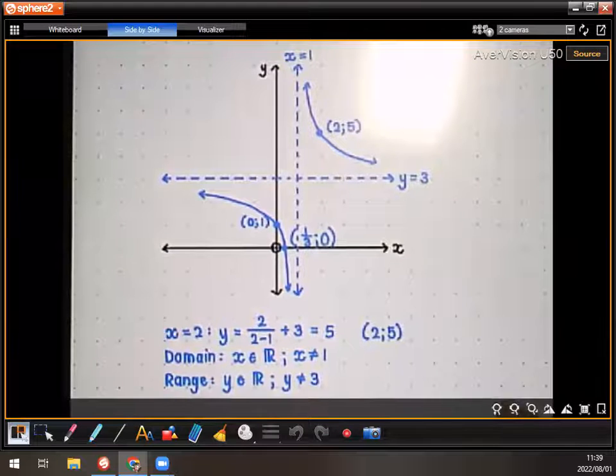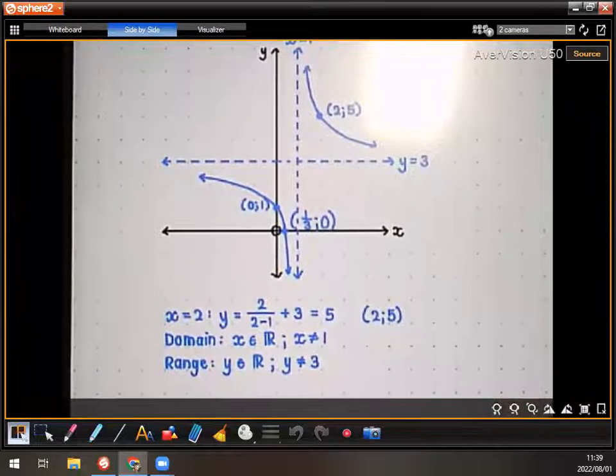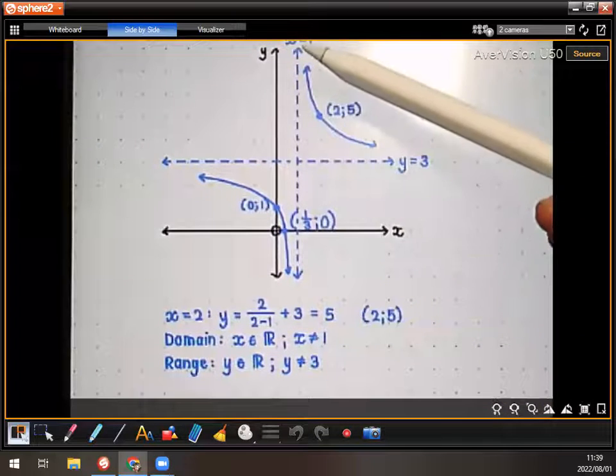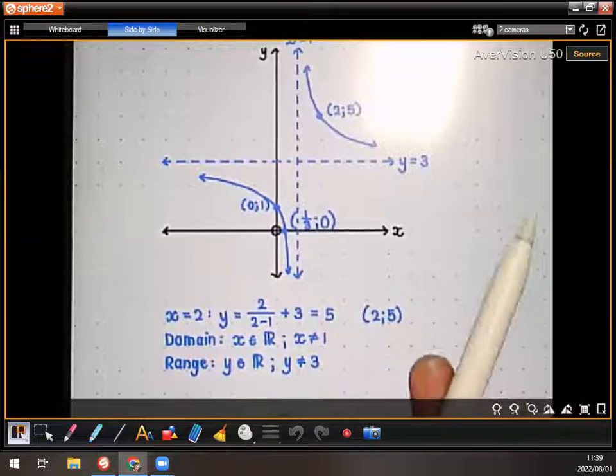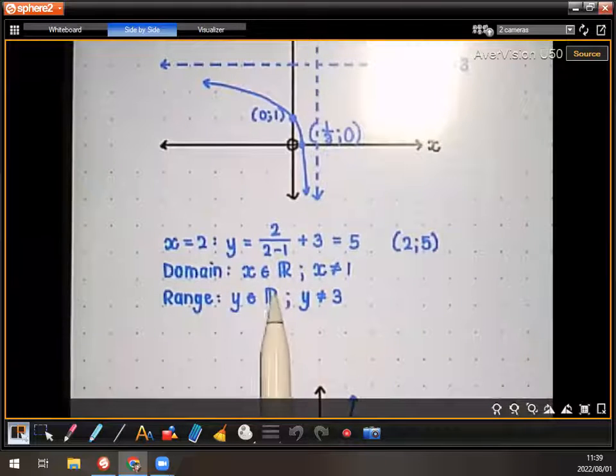Okay, then I also asked you about domain and range. So I just add that everything to that. For hyperbola, it's quite straightforward. It's always going to be the same kind of layout for the domain and range. So for x, it's always x is an element of real numbers, and then you just say x is not equal to the asymptote, which was 1. And for the range, it's always y is an element of real numbers, and then again y is not equal to 3, which is the asymptote.